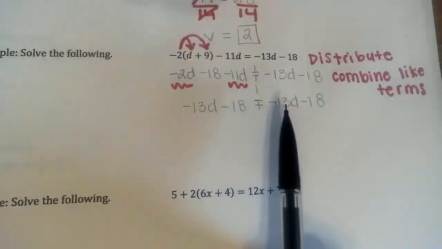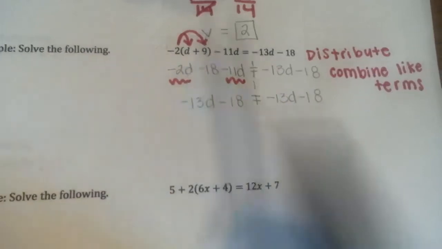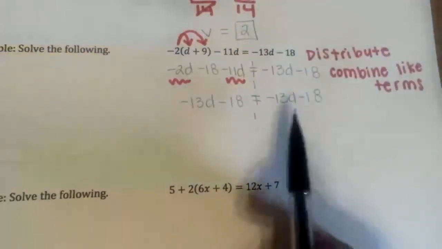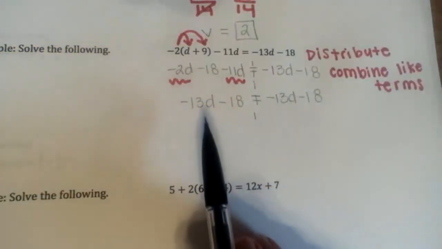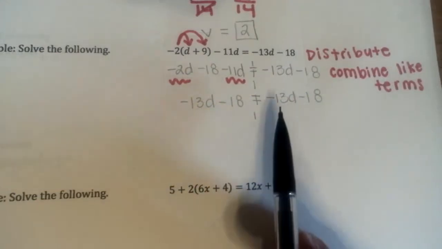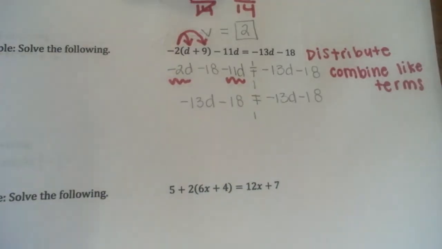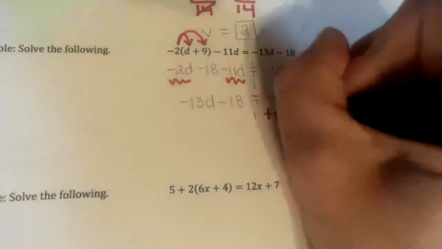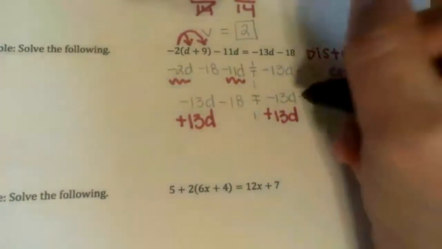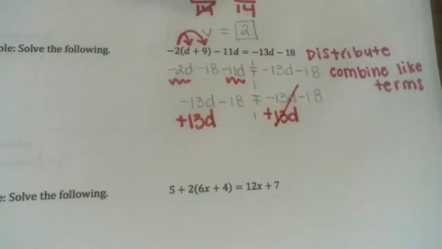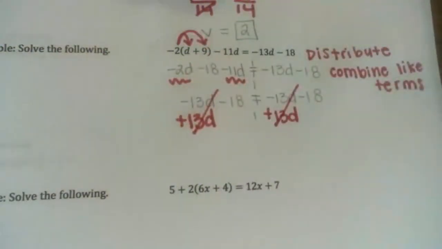So I have negative 13d on this side and I have negative 13d on this side. Let's move this negative 13d over to the other side with the other negative 13d. Because we're crossing from one side of the equation to the other side, this is when we do the opposite. So negative 13d, the opposite would be adding 13d. So let's add 13d to both sides. What you do to one side, you have to do to the other to keep it balanced. That way, negative 13d plus 13d goes to 0, so that cancels out. Same thing over here. Negative 13d plus 13d cancels out too, goes to 0.